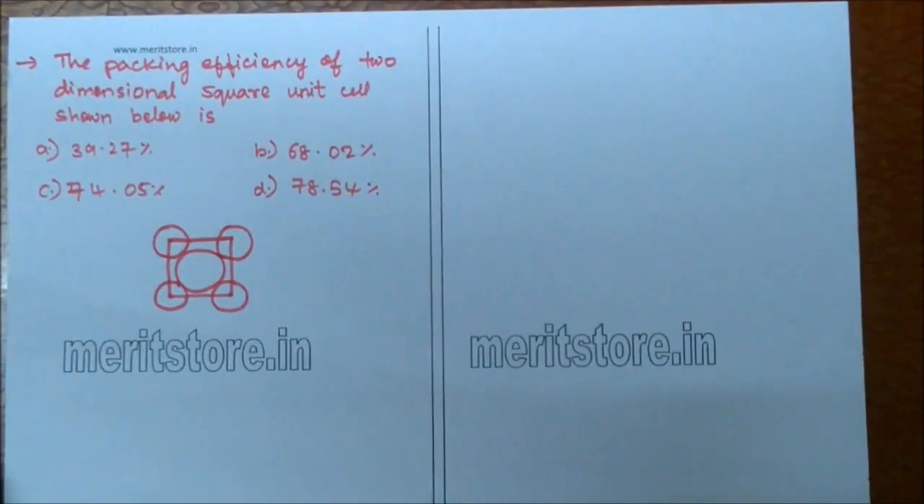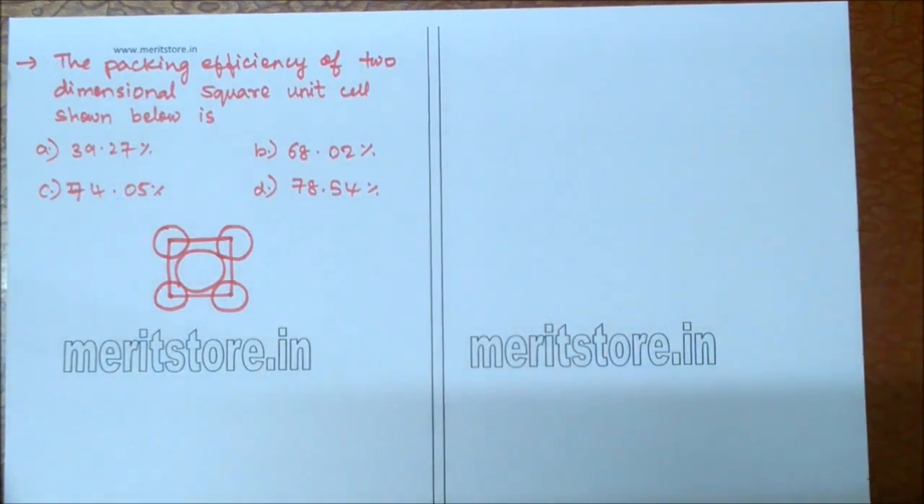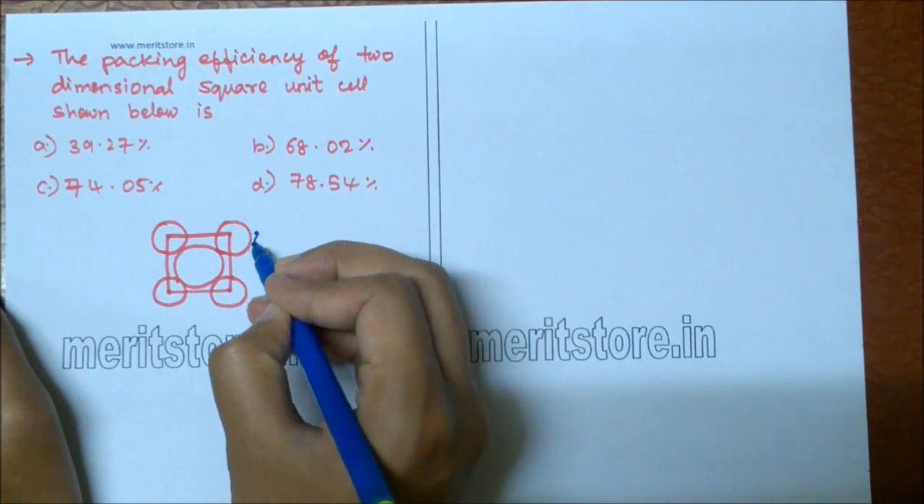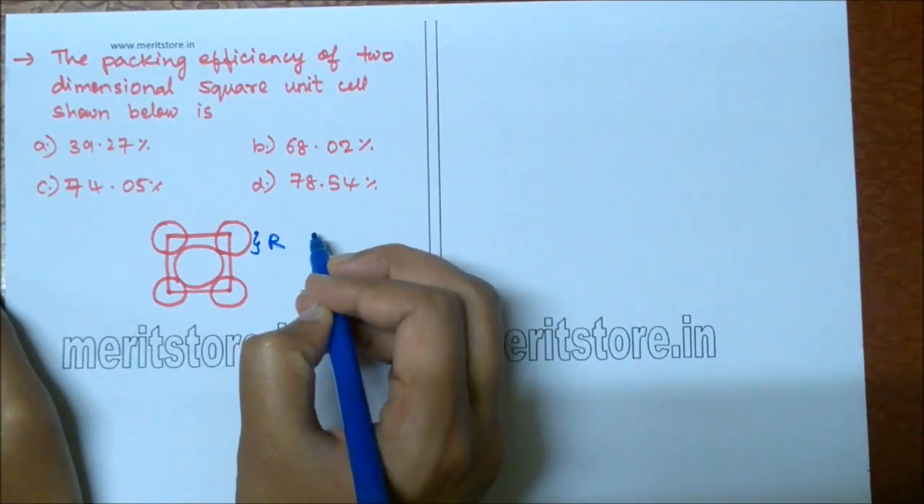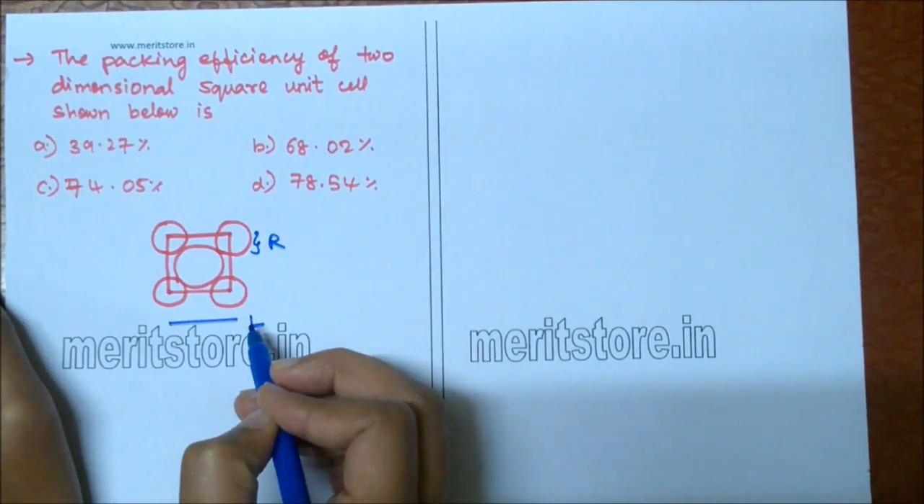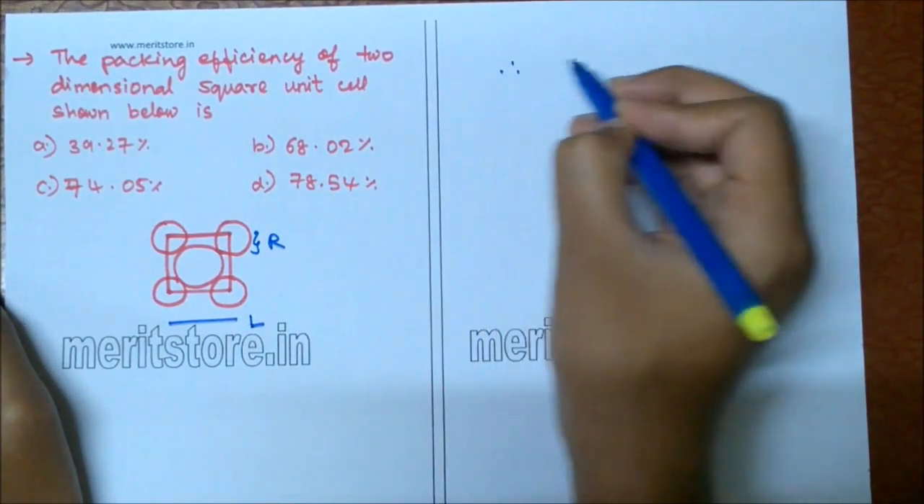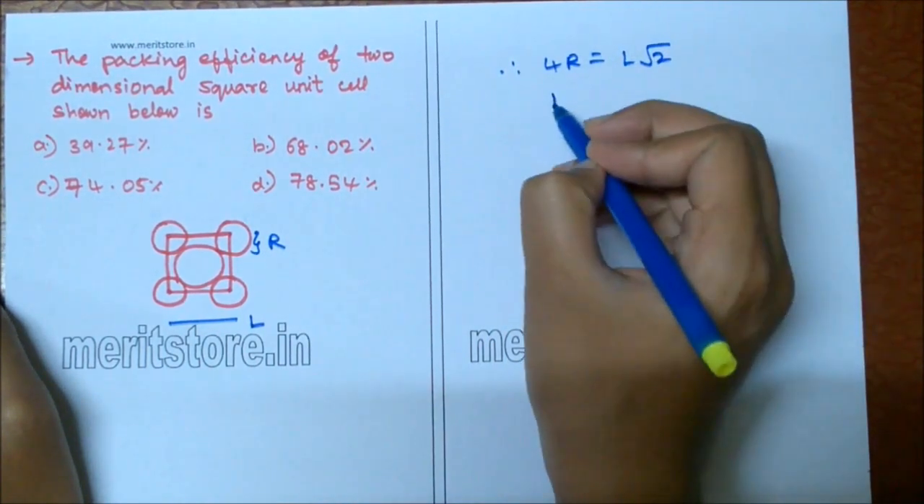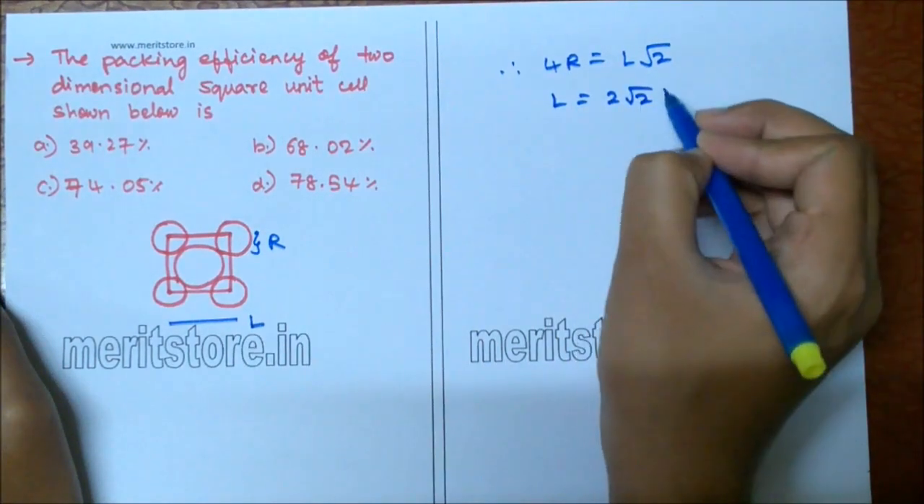The packing efficiency of the two-dimensional square unit cell shown below is: A 39.27%, B 68.02%, C 74.05%, D 78.54%. So this is a given structure with radius equal to R, and this whole length is equal to L. Therefore 4R is equal to L root 2. So L is equal to 2 root 2 R.